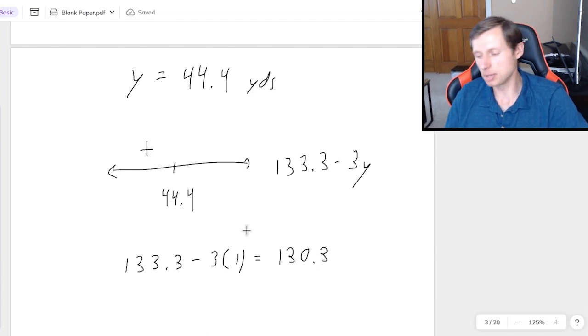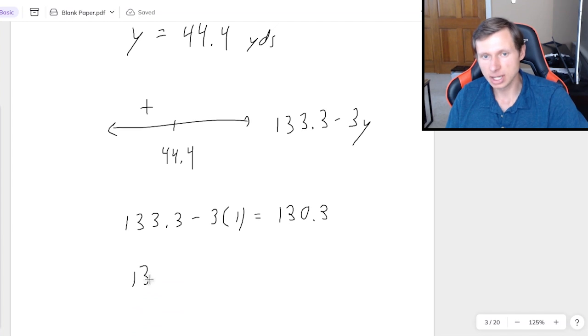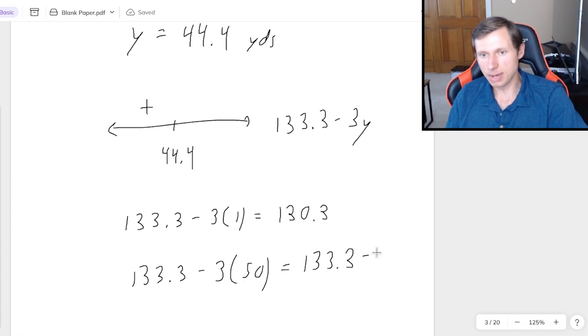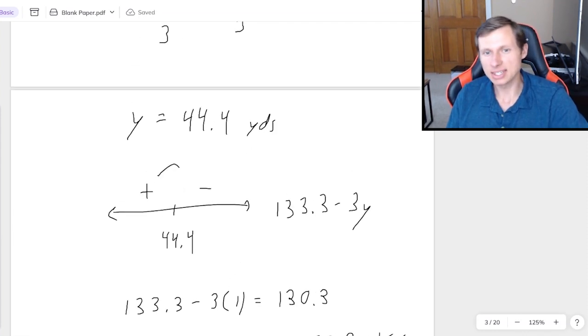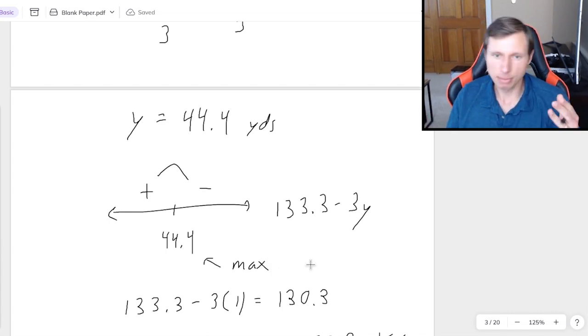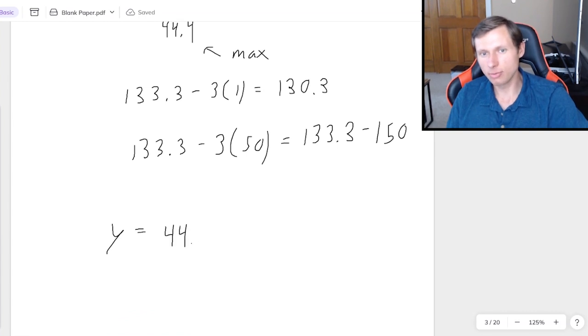And then if I plug in a number bigger, like 50 for instance, 133.3 minus 3 times 50, that's going to be 133.3 minus 150. That's definitely going to be a negative number. I don't care what the actual number is. And look at this. I have positive to negative. That means it's going to be a maximum, which is great because what did we want? We wanted the maximum area for this field. So the y dimension is going to be 44.4 yards, and that is the maximum y dimension.